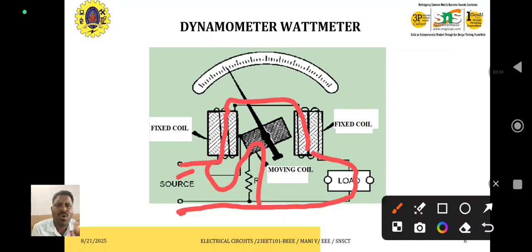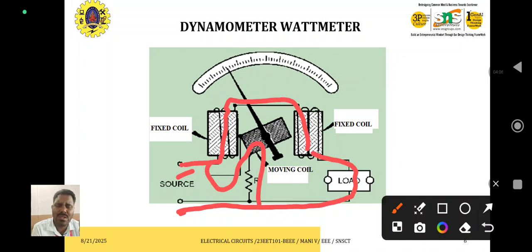Now, while supplying current to the fixed coil and moving coil, the fixed coil gets energized and acts as an electromagnet, and starts producing electromagnetic flux. Based on the attraction of the flux produced by the fixed coil, the moving coil gets aligned with the fixed coil. When the moving coil moves, the spindle moves, so the pointer also moves, and we get the deflection. Based on the deflection we can measure the actual value of power consumed by the electric circuit.